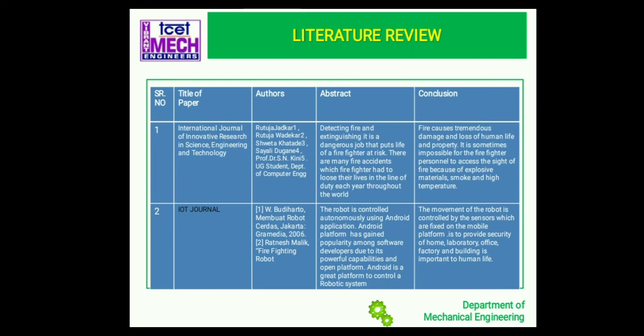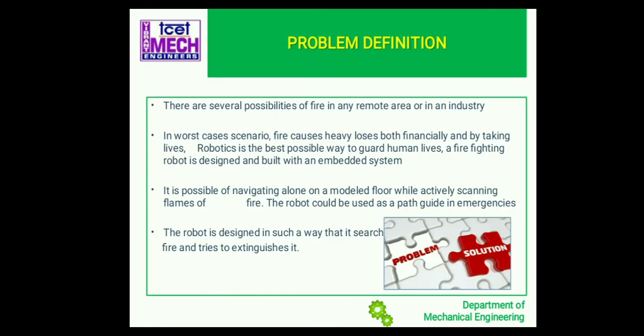From some research we came up with the problem definition. First, there are several possibilities of fire in any remote area or in an industry. In worst case scenarios, fire causes heavy losses, both financially and by taking lives. Robotics is the best possible way to guard human lives. A firefighting robot is designed and built with an embedded system. So we are making an embedded system for extinguishing a fire. It is capable of navigating along a modeled floor while actively scanning for flames of fire. The robot could be used as a path guide in emergencies. The robot is designed in such a way that it searches for fire and tries to extinguish it with the help of a camera.